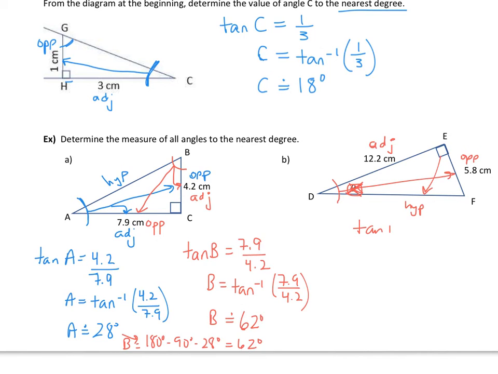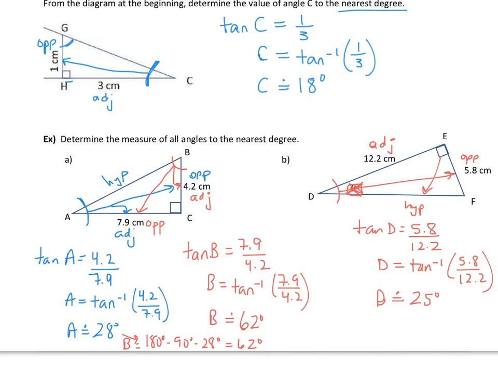So the tan of angle D will equal 5.8 over 12.2, which means D will be the inverse function of tan on 5.8 divided by 12.2. So angle D, that's a D, is approximately, 5.8 divided by 12.2, second function tan. That gives me approximately 25 degrees.